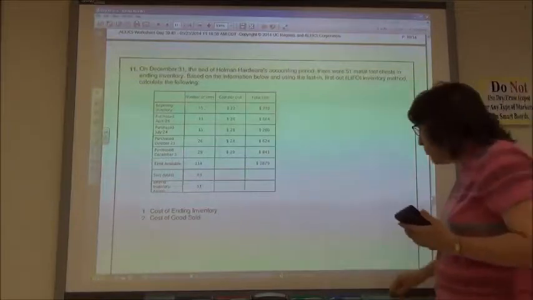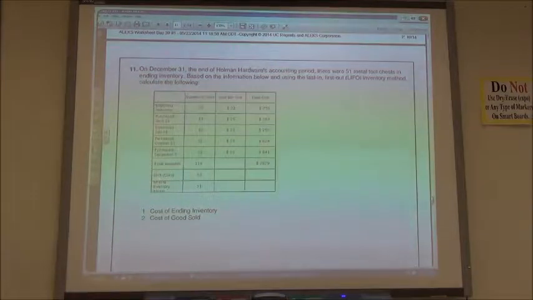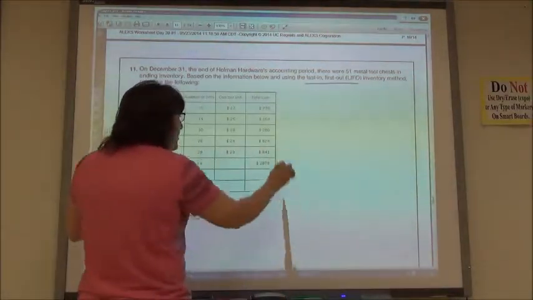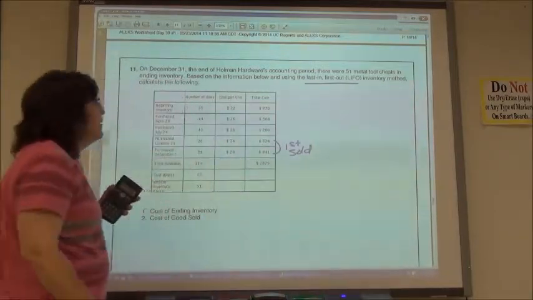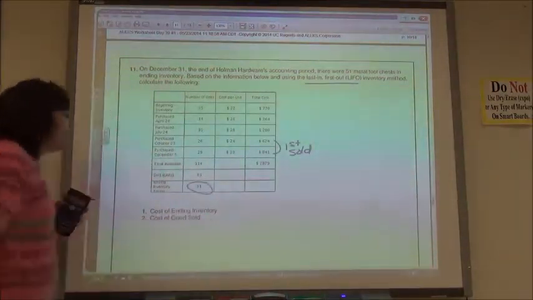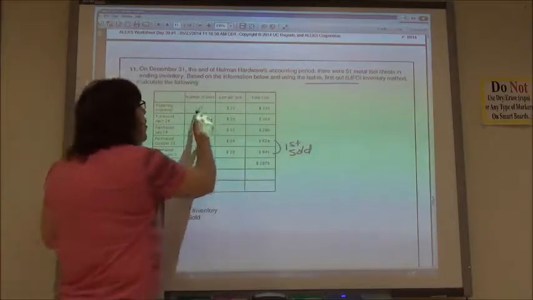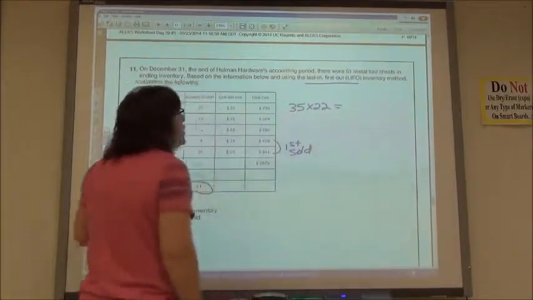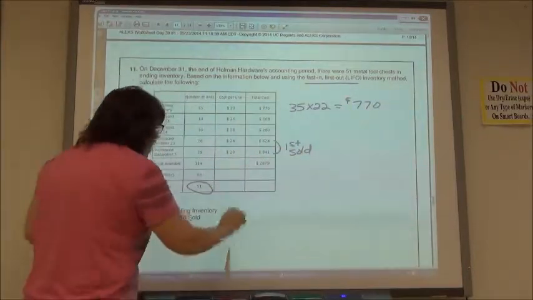Number 11, on December 31st, the end of Home and Hardware's accounting period, there were 51 metal tool chests in ending inventory. Based on the information below, use the last in, first out. The last ones in are the first ones sold. I have 51 items left in inventory. I want to find the cost of my ending inventory. So I have all 35 of these ones left. All 35 that cost me $22 a piece, so $770 would be their value.